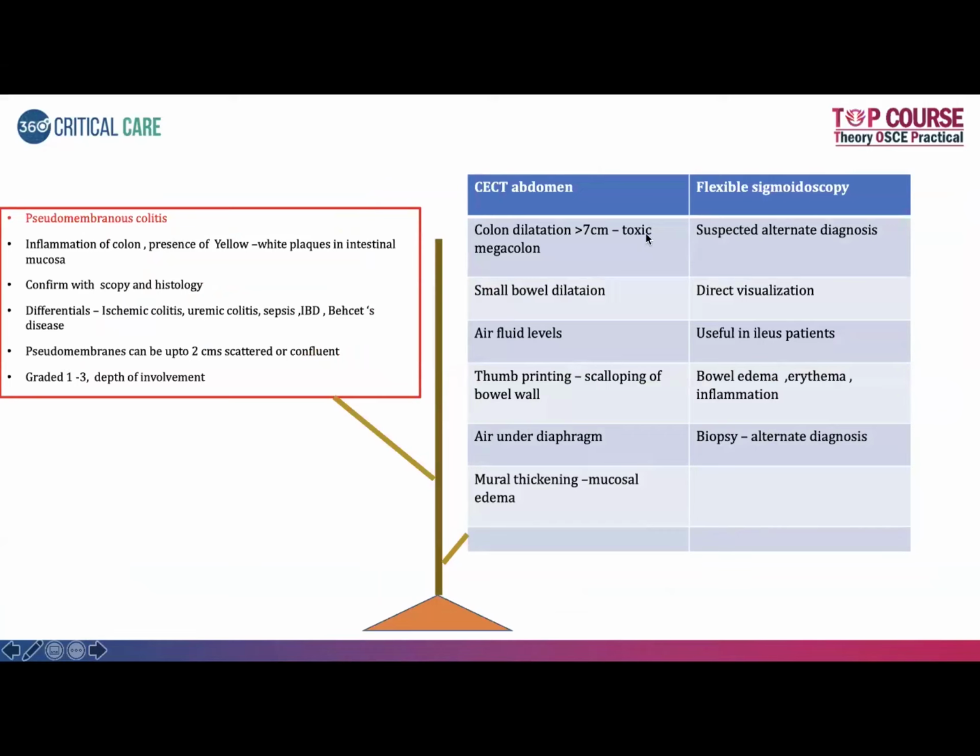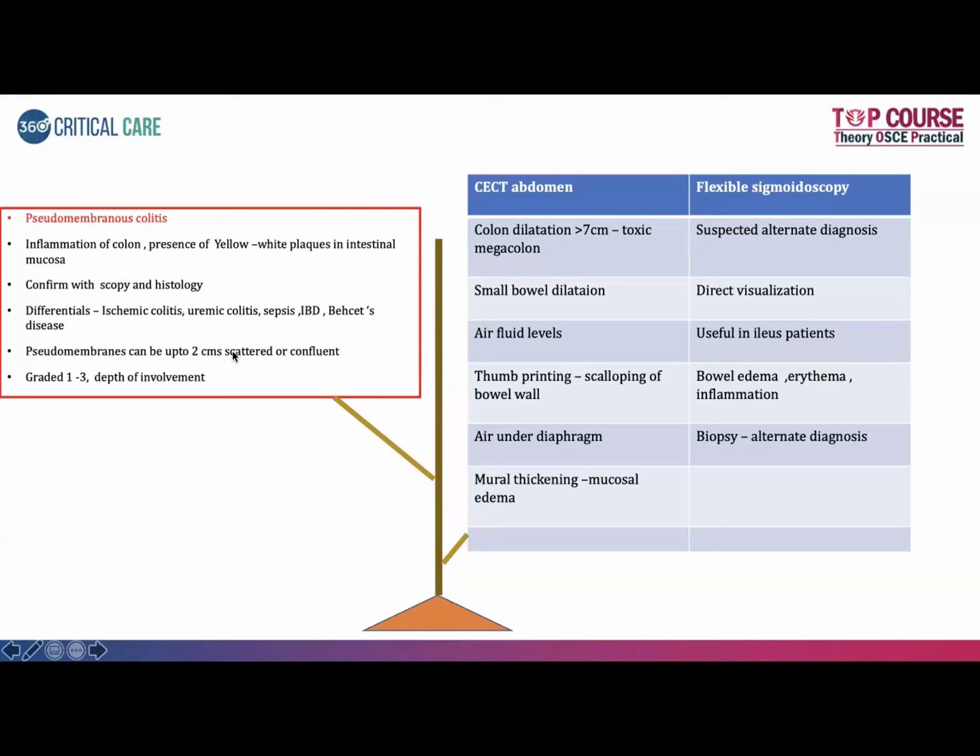So colonoscopy, flexible sigmoidoscopy or colonoscopy can be done if the patient has persistent symptoms and abdominal distension. Pseudomembranous colitis is due to inflammation of the colon. Yellow-white plaques can be found in the intestinal mucosa. Differentials would be uremic colitis, ischemic colitis, irritable bowel syndrome, Behçet's.